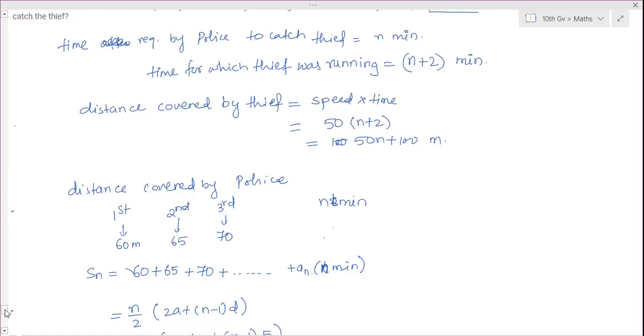Is it clear? You have to keep on repeating these questions because these are commonly asked questions. This one also, in 2016 and 2017, they asked this question in the board exam.